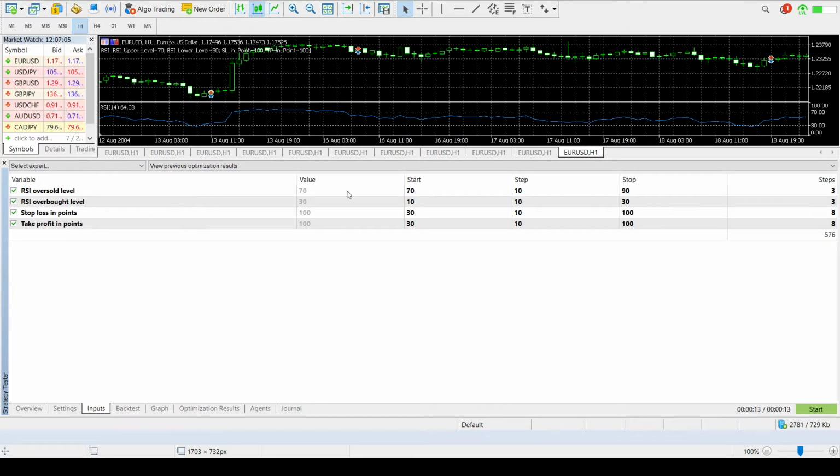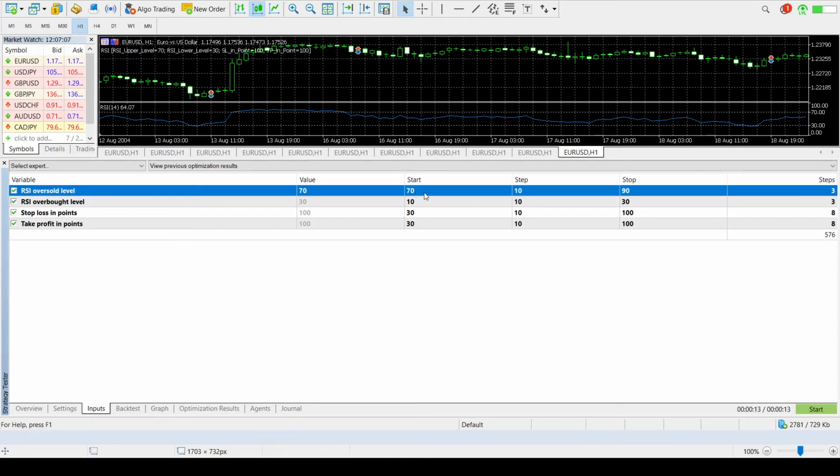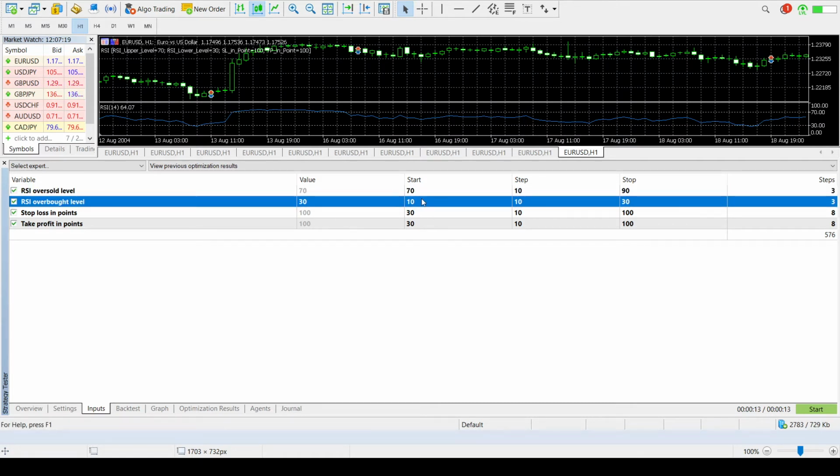Okay, so for oversold, we're going to start with 70, and we're going to do a step of 10 and up to 90. That means there are going to be 3 combinations. And for overbought, we're going to start with 10, and we're going to step 10, and we're going to stop at 30. That means there's another 3 combinations.